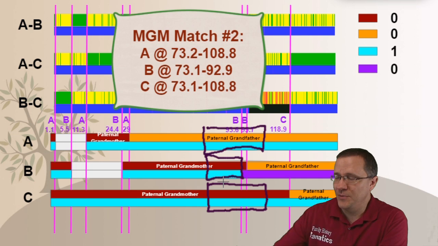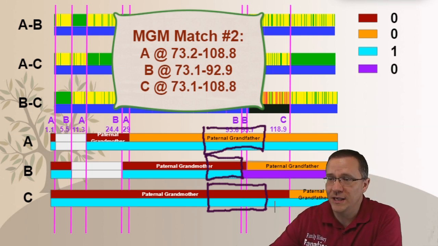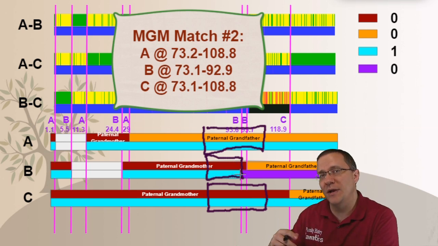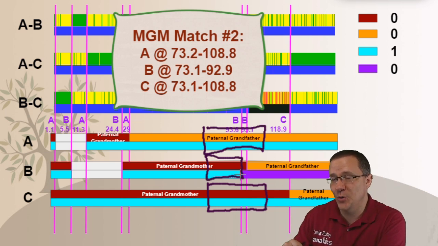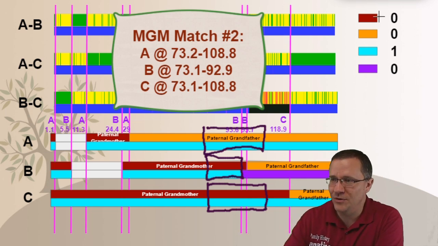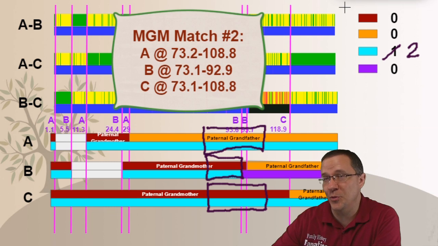Well, this is interesting because now we actually have the colors to show us. We can see that when we're looking at the teal, B ends right at a recombination point where we know the color changes. And so this is another good evidence of teal being the right color. Let's go to match number 3.